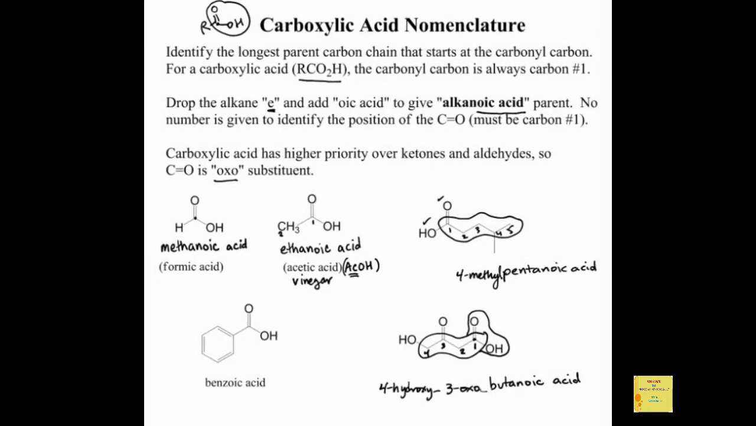So oxo is what we'll call a carbonyl. Hydroxy is what we call an OH. And both of those are lower priority than the carboxylic acid. Remember, you can only pick one suffix. And every other group then becomes named as a substituent listed out in front.